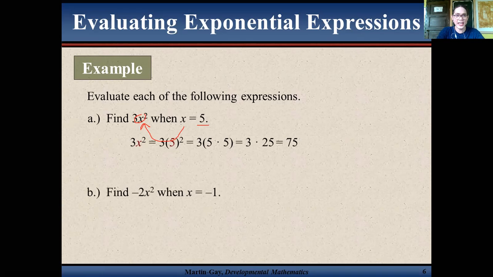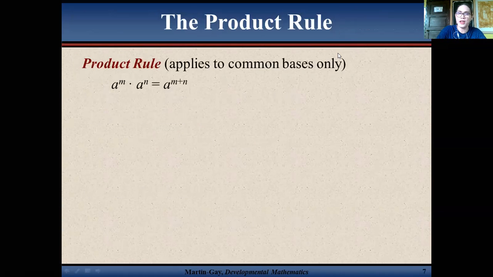Okay? So next, find negative 2x squared when x is equal to negative 1. So in this case, your x is negative 1, so just replace it by negative 1. That gives you negative 2 times negative 1 times negative 1, and that gives you negative 2 times 1. Since negative 1 times negative 1 is positive 1, that gives you negative 2. Okay, so I hope you can follow. I am expecting that you got it correctly. So do not forget how you evaluate exponential expression.